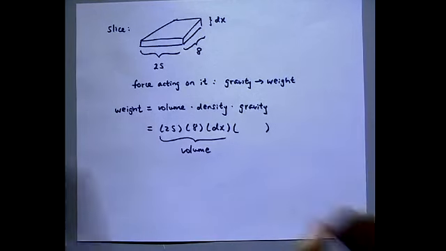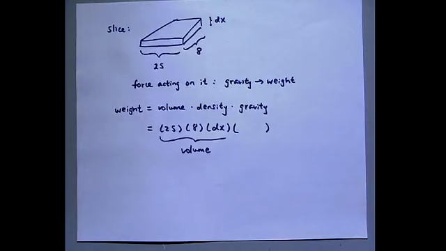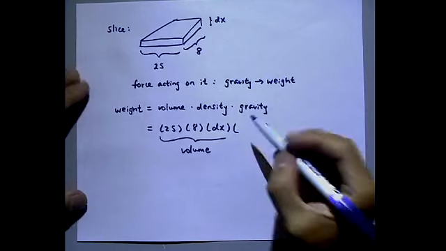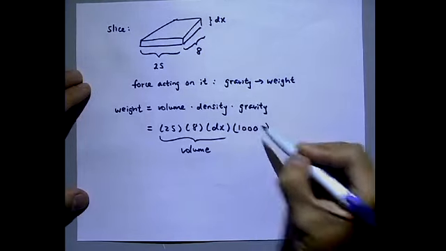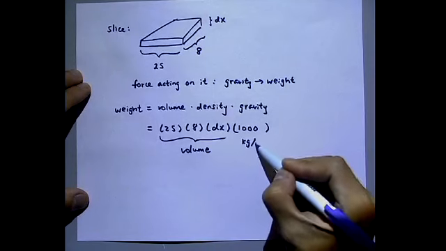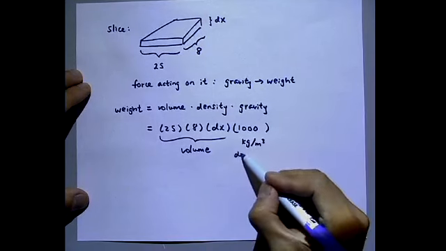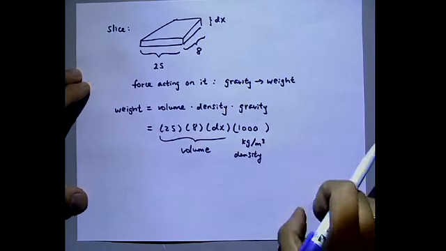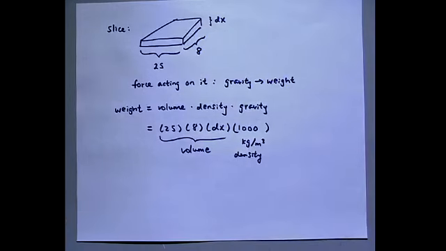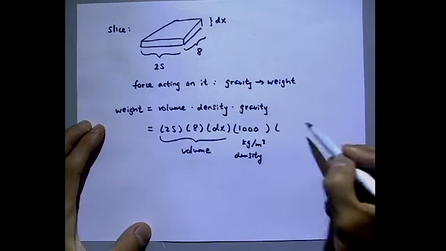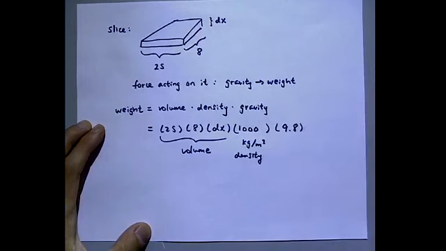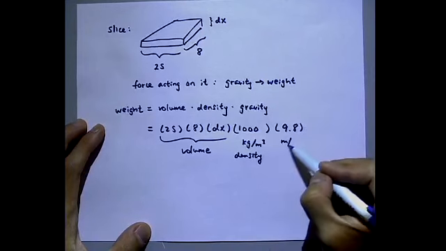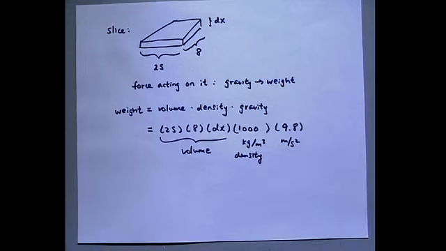Anyone know the density of water? It's 1,000 kilogram per meters cubed. Okay, on the exam, we'll give that to you. What about gravity? We saw that earlier. 9.8, right? That's meters per second squared. So all the units work out in this problem. Everything is in kilogram, everything's in meters, everything's in seconds.